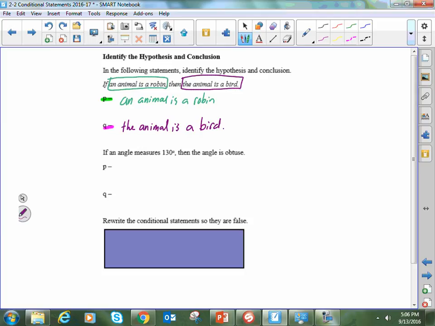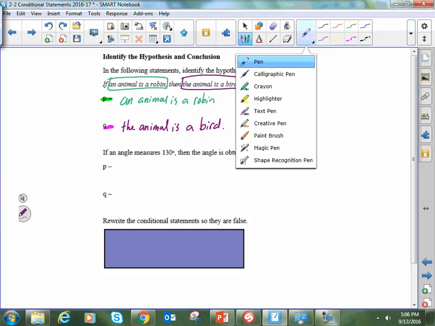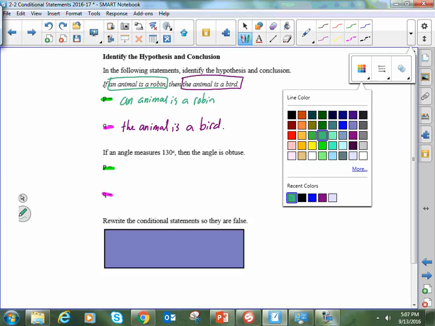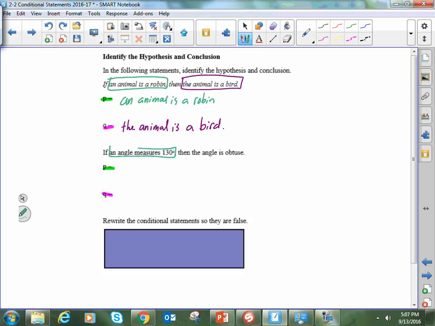Okay, so the hypothesis and conclusion follow the same order. The hypothesis is going to be after the if portion of the statement, and the conclusion comes second. So here we're going to say an angle measures 130 is the hypothesis, and here the angle is obtuse is the conclusion.